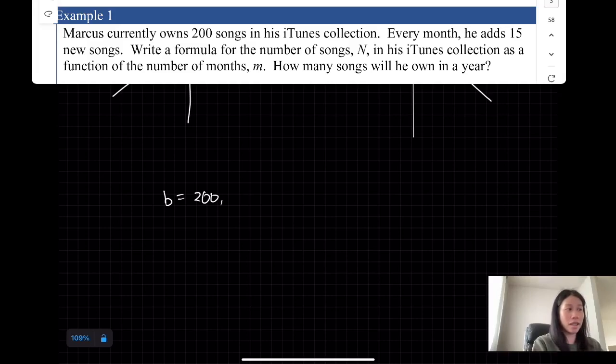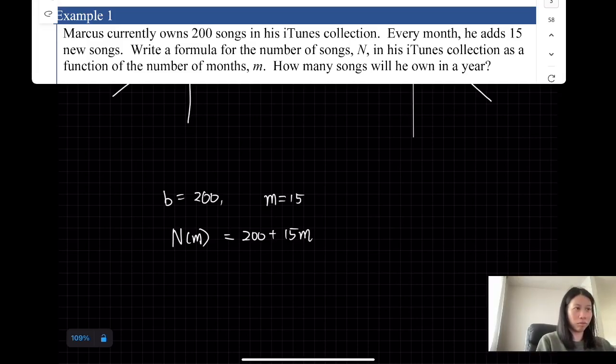Now what is his rate of increase? The number of songs increases by 15 songs per month. So the rate of change is 15 songs per month, so m equals 15. With this information, we can write the formula: the number of songs equals 200 plus 15 times m, where m is how many months since now. So this is an increasing linear function since the slope 15 is greater than 0.